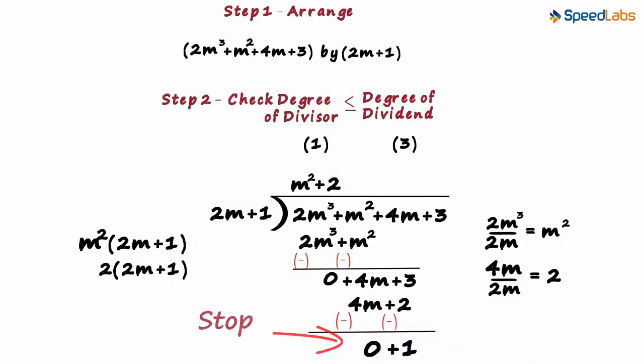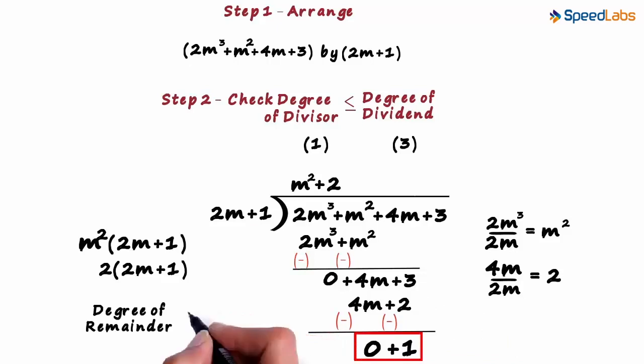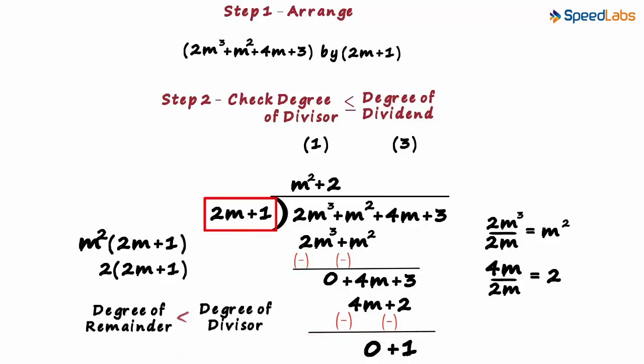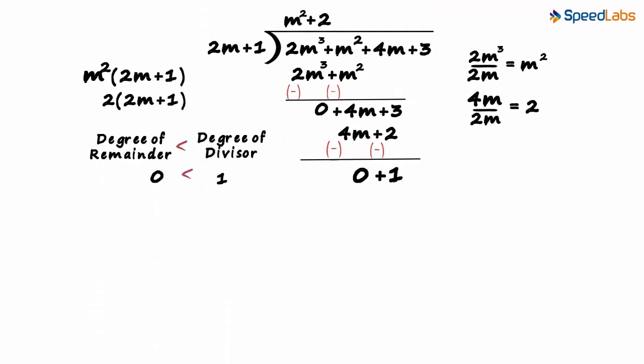We stop here since the degree of the remainder is less than the degree of the divisor. The degree of the remainder is 0 and the degree of the divisor is 1. And 0 is less than 1. Now what does the remainder tell us? As it's not 0, 2m plus 1 is not a factor of the polynomial.